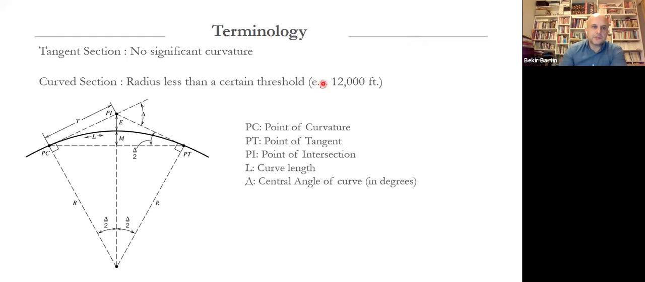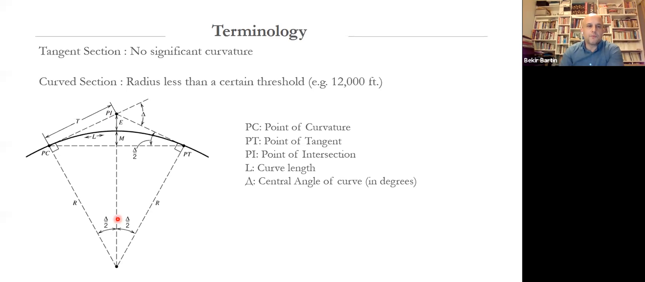When you look at this, the basic elements of a horizontal curvature are the start of the curve, which is the point of curvature, PC, and the end of the curve, which is the point of tangent, PT. PI is an imaginary point: if there was no curvature, these tangent lines would have met at the PI point. And we have the middle ordinate, and the most important one is the central angle delta.